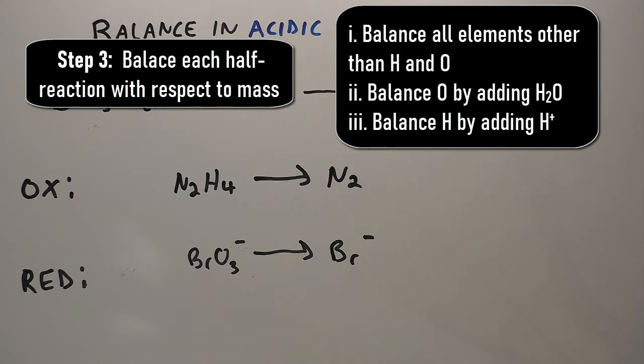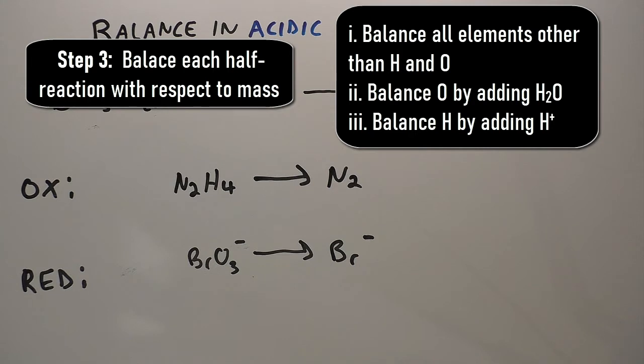So if we turn our attention to the first of those 3 sub-steps, we're going to balance all elements other than hydrogen and oxygen. In this case, for this particular problem, it won't always be this easy, but leaving the coefficients in front of these as understood ones satisfies this step. In the oxidation half reaction, we have 2 nitrogens here, 2 nitrogens here, so nitrogen is already balanced. Similarly, for the reduction half reaction, we have 1 bromine over here, 1 bromine over there. So everything except for hydrogen and oxygen is balanced, and that step is done.